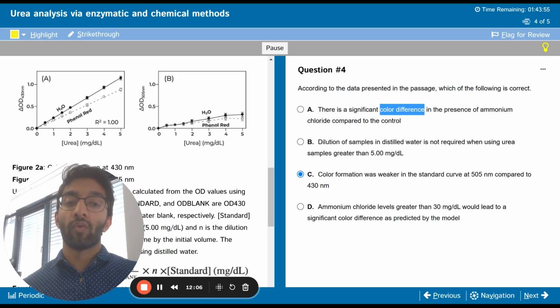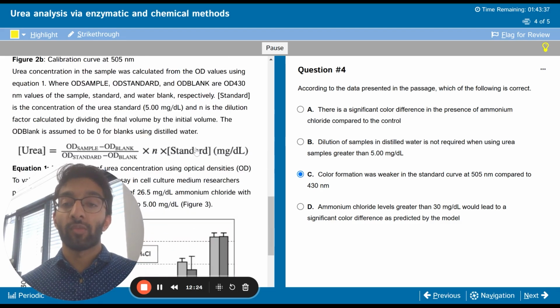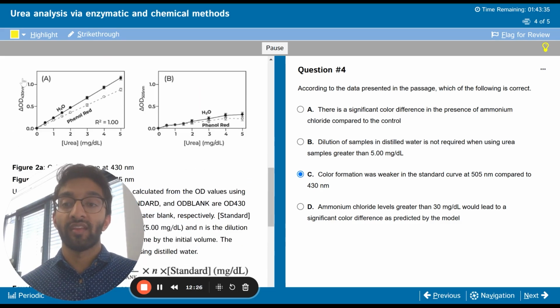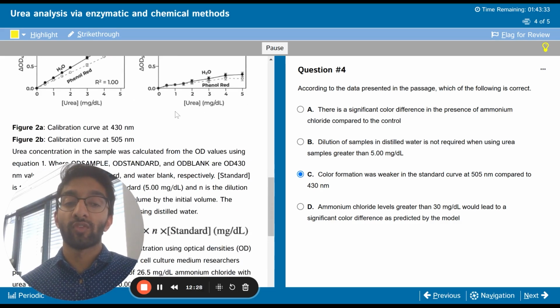Even if you didn't know that, that's how these experiments work. That's the only variable of interest we're talking about here, absorbance, or OD. And so if they keep bringing this up and you don't understand what color formation could be referring to or what it's a synonym for, the best bet is to just go with whatever the main variable of interest is. And once again, in this case, it's OD, or absorbance. So it's safe to assume that by color formation, we can just say OD, okay?